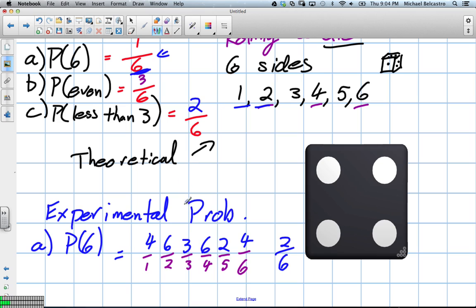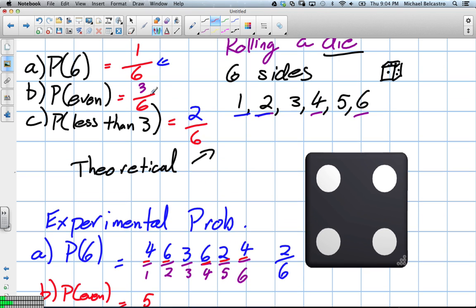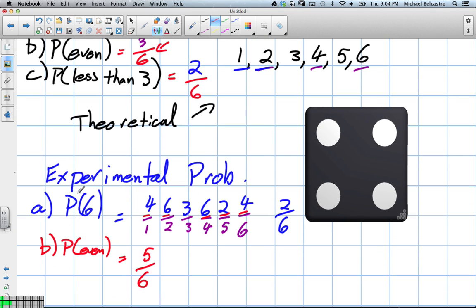Let's talk about how many times we get even numbers. That was the B one, right? Probability of an even. Let's take the data we had before. How many of these are even? We have 4, 6, 6, 2, 4. How many times do we get even numbers? 5 out of the 6 rolls were even. That's not the same as the theoretical probability, but it doesn't mean it's wrong. Our experiment just gave us a different number. But if we continue, eventually we'd start to get many more odd numbers and it would come closer and closer to that probability.